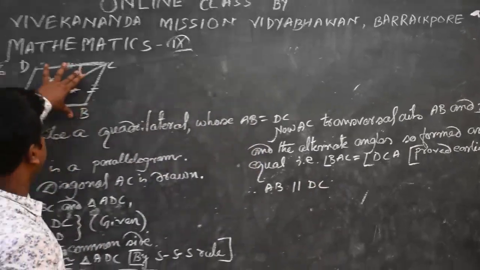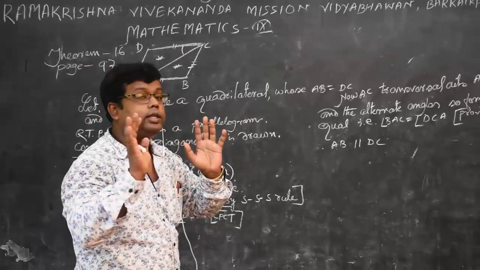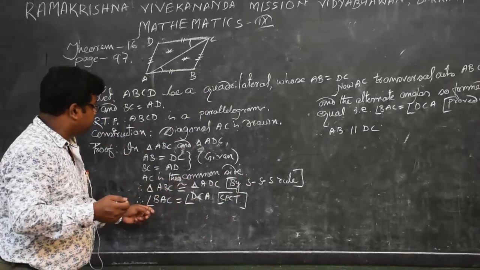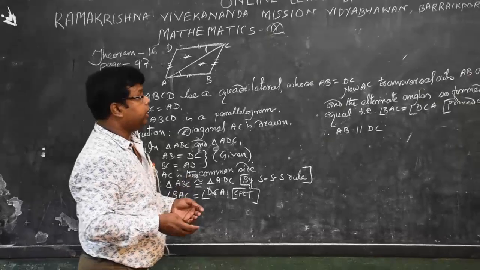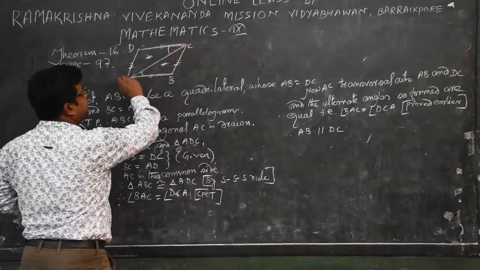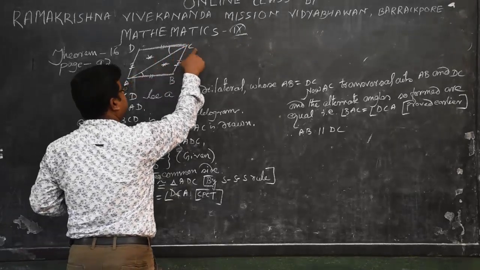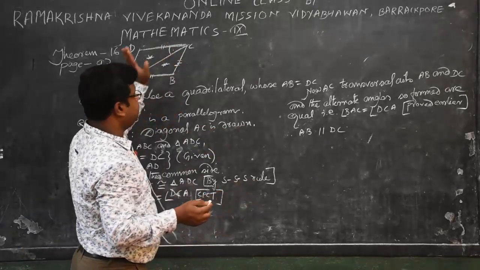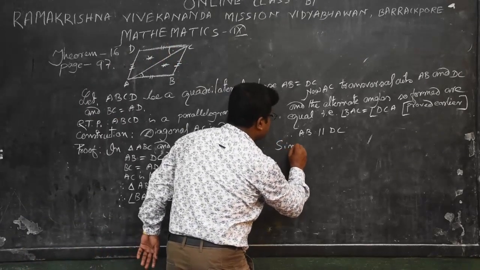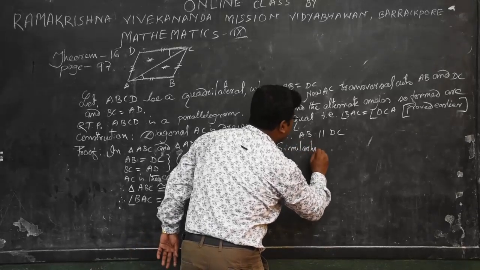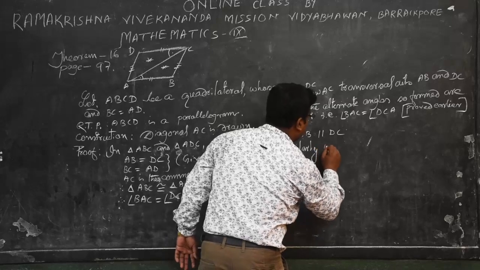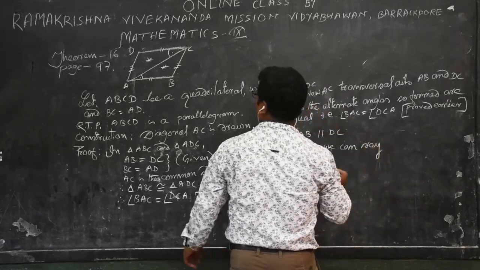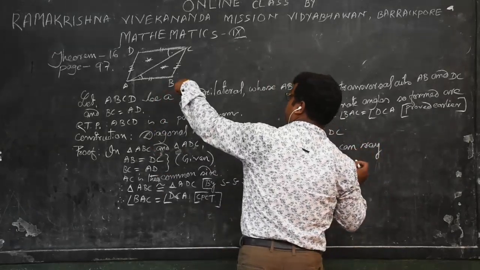Since the alternate angles are equal. How can we say alternate angles are equal? Because we have proved it. After proving the triangles are congruent, we proved the alternate angles are equal by CPCT. Now AB and CD are two straight lines, and AC transversal cuts them at points A and C respectively. Thus the alternate angles so formed are equal, proved earlier. So AB parallel to DC. Similarly, we can say BC parallel to AD.